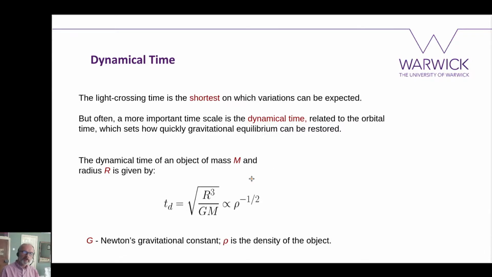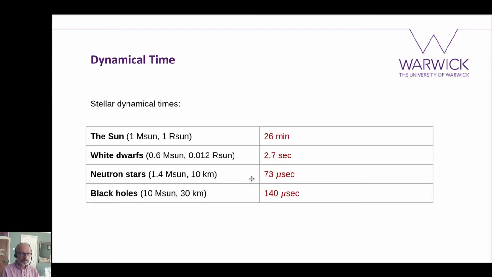Okay, so as soon as you can measure the time scale of an object, you very often get an idea of its mean density, which can be extremely useful just immediately as to constraining the sort of star that it might be, for example. So here are some dynamical timescales I've calculated here. For the Sun, 1 solar mass, 1 solar radius, it's around 26 minutes. For white dwarfs it's around a couple of seconds, 2.7 seconds.